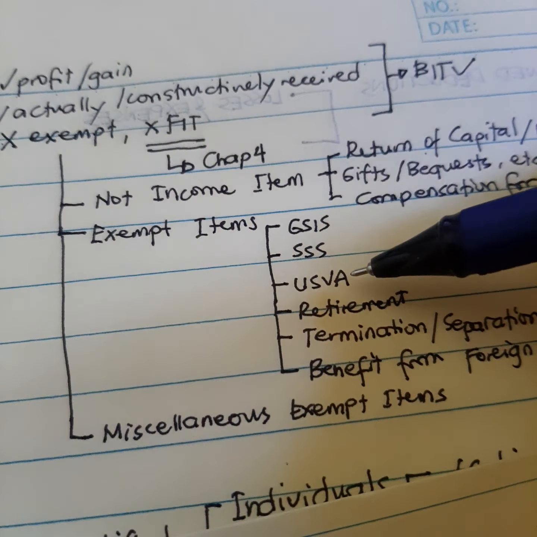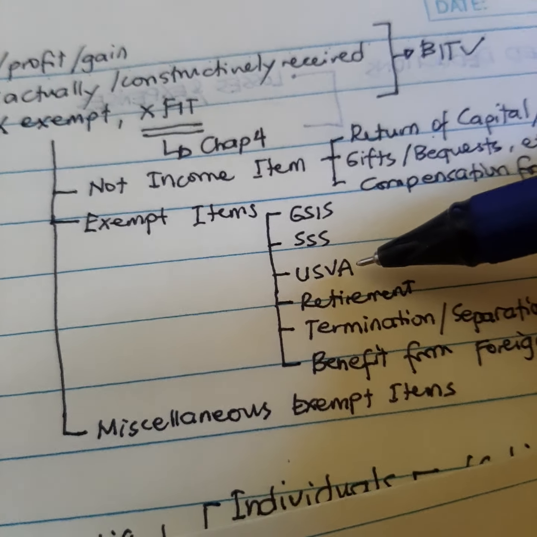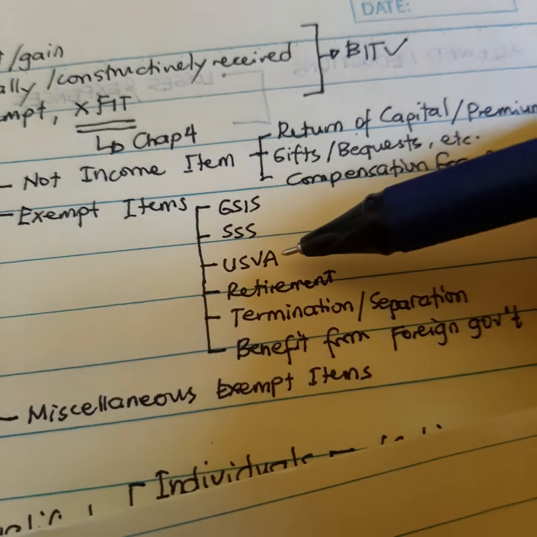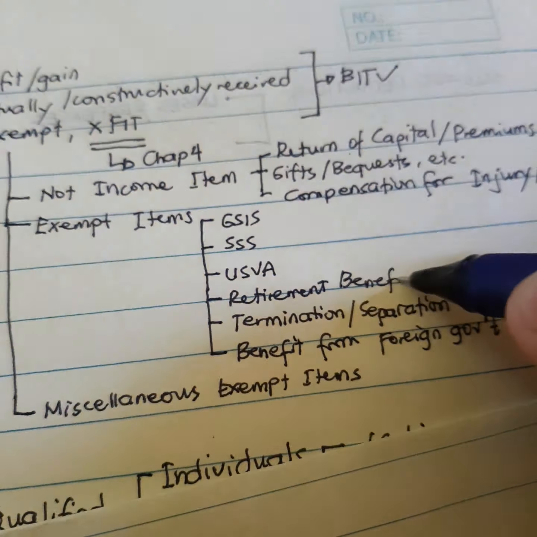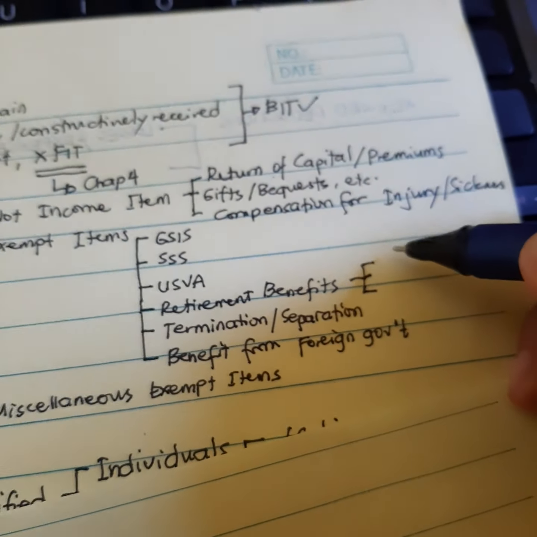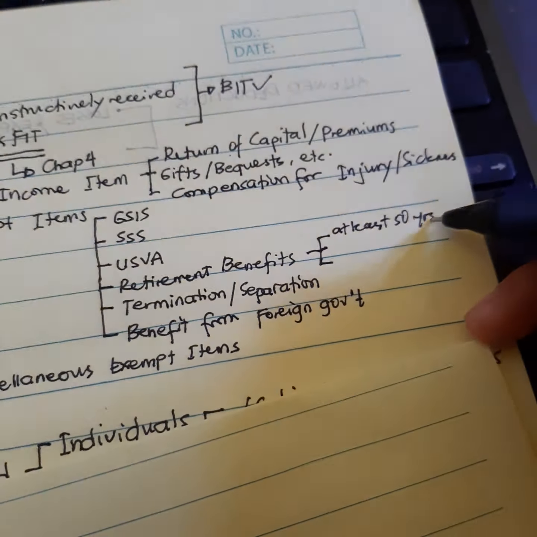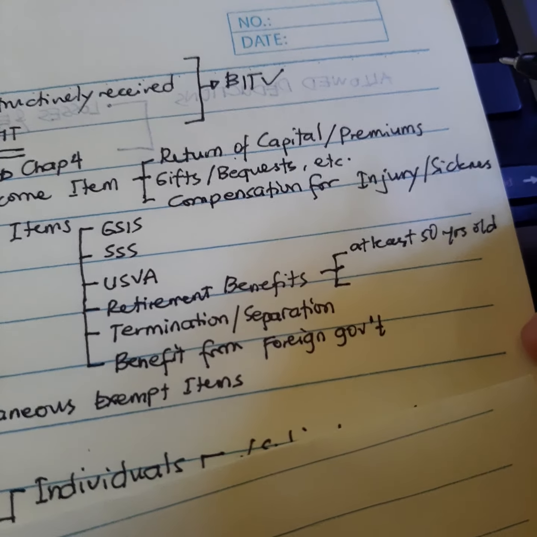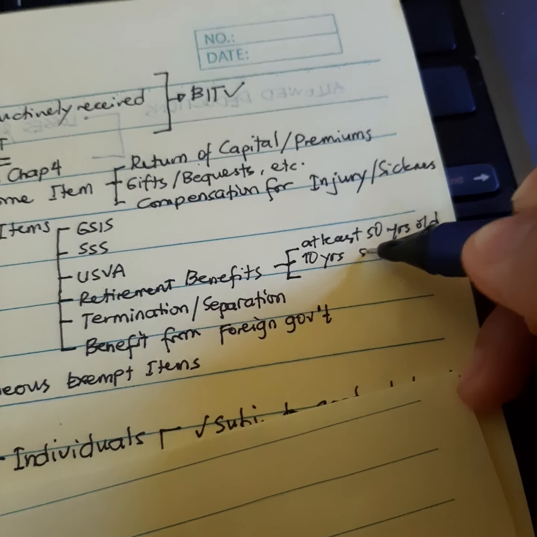The next one, we have the USVA or the United States Veterans Administration. So, any benefits received from USVA is also not subject to tax. We also have exemption due to retirement benefits. So, sabi natin, para maging exempted itong retirement benefits natin, meron tayong kailangang ma-meet na tatlong bagay. First thing na kailangan nating ma-meet, dapat yung makaka-receive nito ay at least 50 years old. Then dapat, not just at least 50 years old, pero dapat yung company na magbibigay sa kanya nito, dapat ay 10 years yung nabigay niyang service.